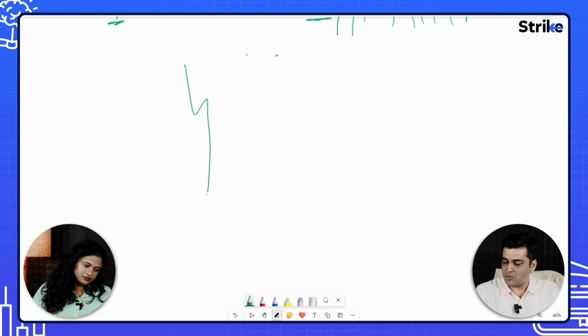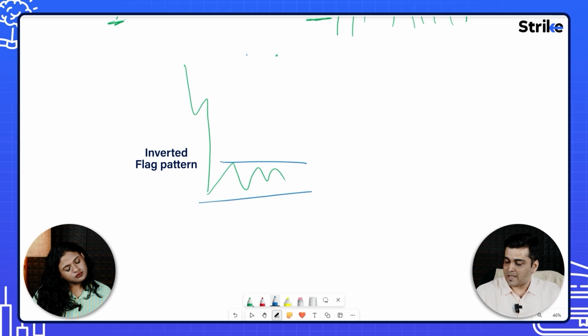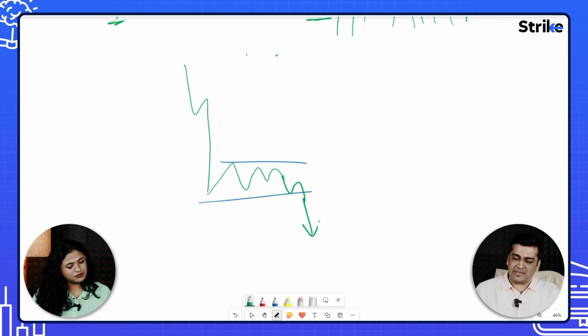Down, followed by some consolidation, forming an inverted flag. And if there is a breakdown, you sell. So the inverted flag occurs in a bearish market. It's a short term pattern.